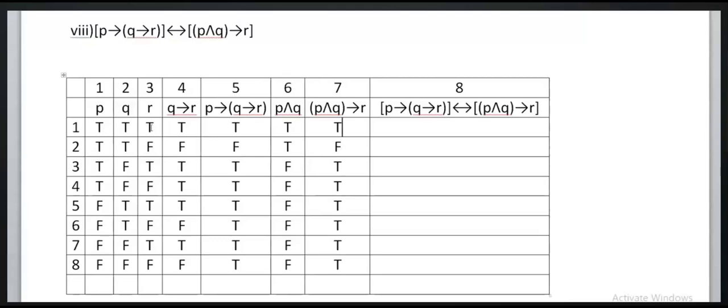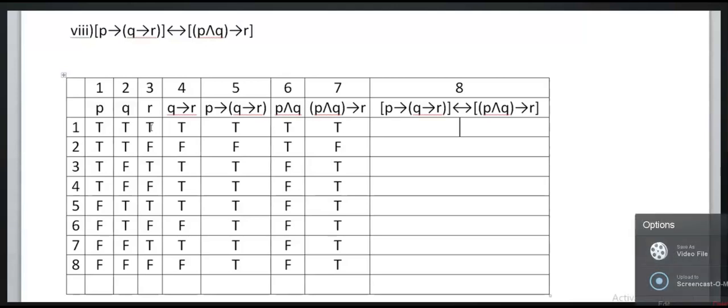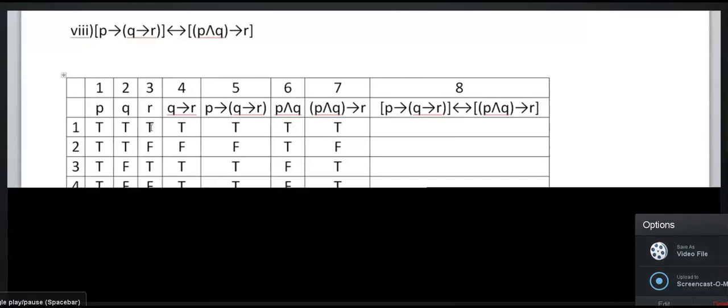Now the next is double implication. The double implication is between column number 5 and column number 7. For double implication, if both of them are the same, then it is true, otherwise false. Now first is T double implies T, then it is true. F, F, true. T, T, true. T, T, true. And everything will be true. Now see this here.